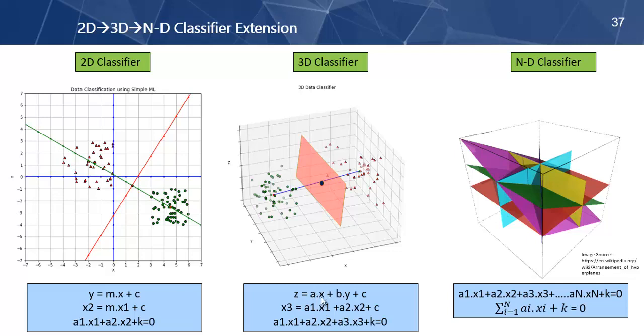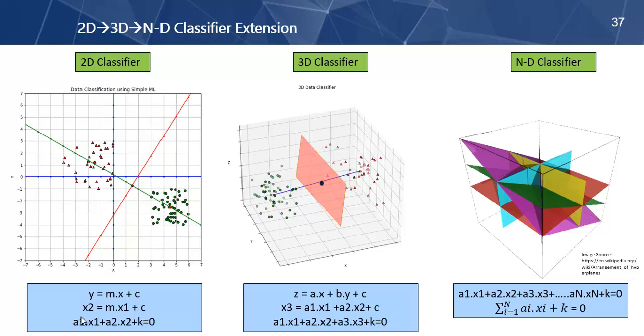If we go back to the same notation x1 and x2, then z = ax + by + c can be written with z as the third dimension, x3. So x3 = a1·x1 + a2·x2 + c, which can also be written as a1·x1 + a2·x2 + a3·x3 + k = 0. That is going to be the equation of this plane.